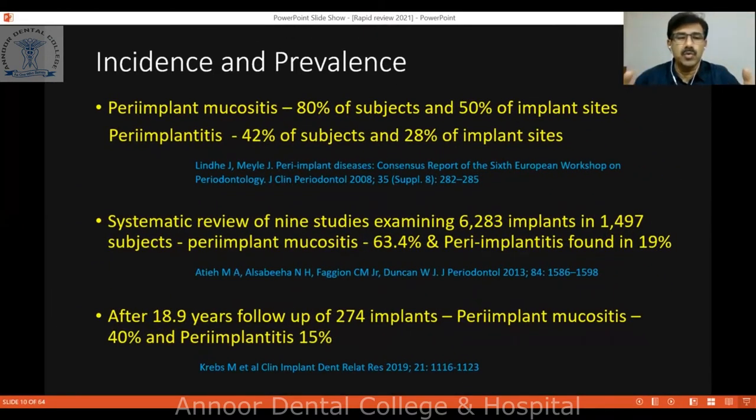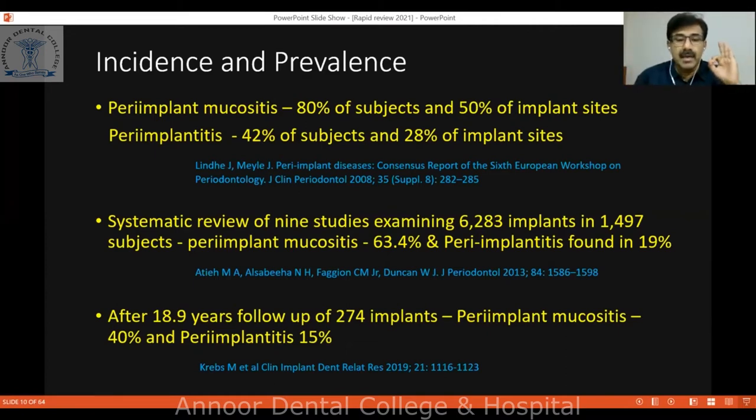Now we'll go into peri-implantitis in detail. First we look at the incidence and prevalence. There are a lot of studies which have come out showing the incidence, and I just want to particularly focus on three studies at different points of time. The first is a study from 2008, which shows that about 50% of the implant sites are affected by mucositis and 28% of the implant sites are affected by peri-implantitis.